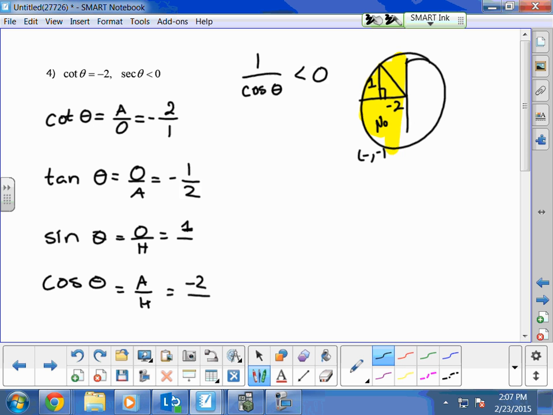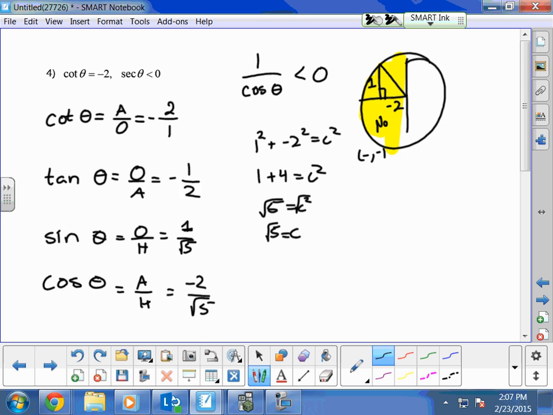What I don't know is the hypotenuse. I can use the Pythagorean theorem: 1 squared plus negative 2 squared is equal to c squared. 1 plus 4 is equal to c squared. 5 is equal to c squared, take the square root. C is equal to square root of 5. In this case it's positive because hypotenuse is always positive. Square root of 5, square root of 5.